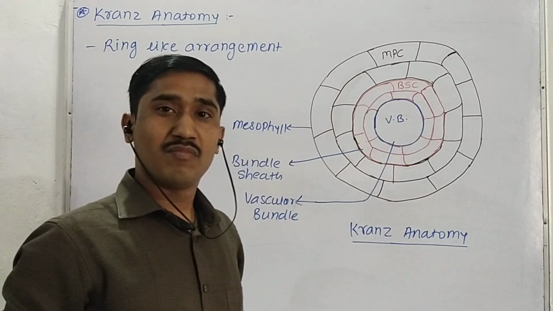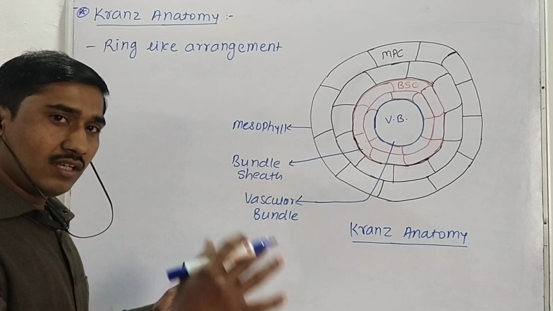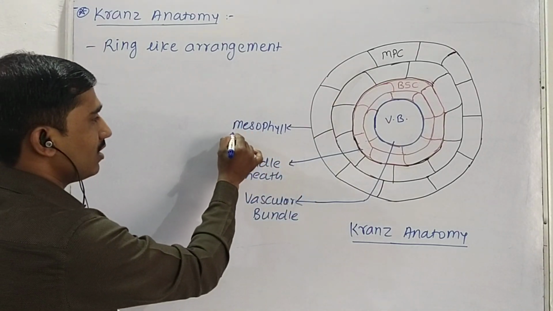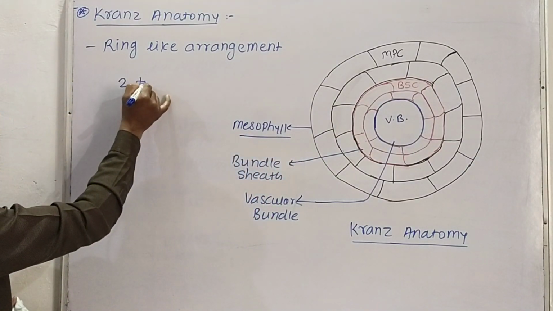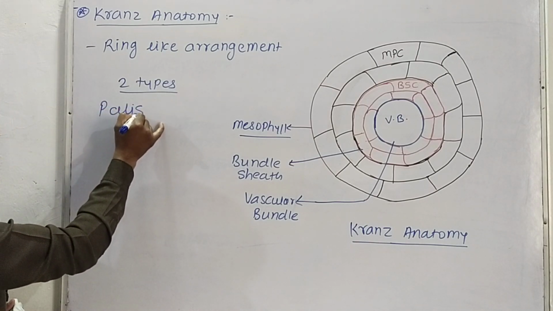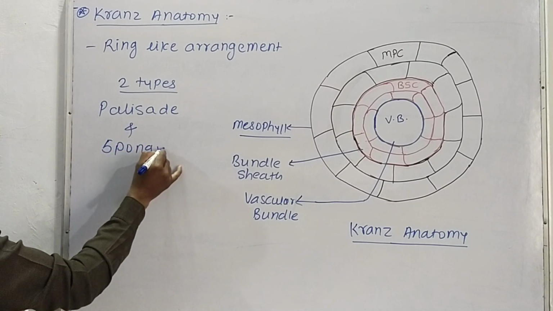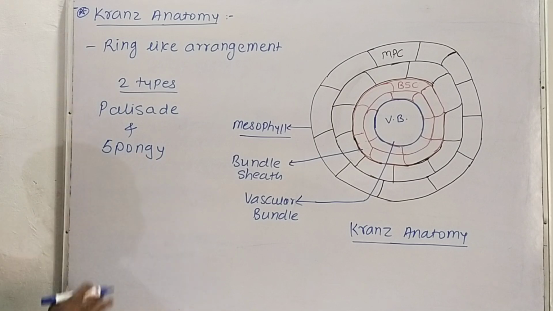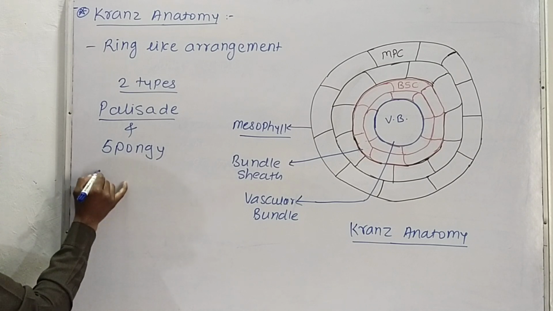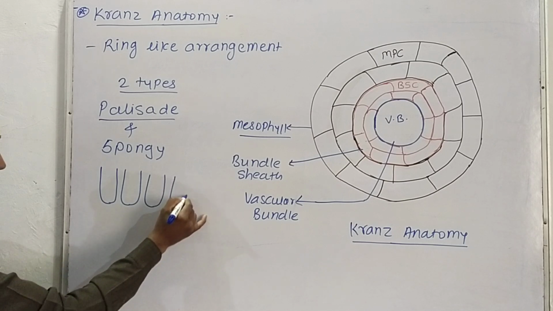So a question may arise in your mind: in other plants, what is the arrangement of cells then? In other plants, that means in normal C3 plants, the mesophyll cells are divided into two types: palisade mesophyll and spongy mesophyll. These palisade mesophyll cells are elongated cylindrical cells in the plant.